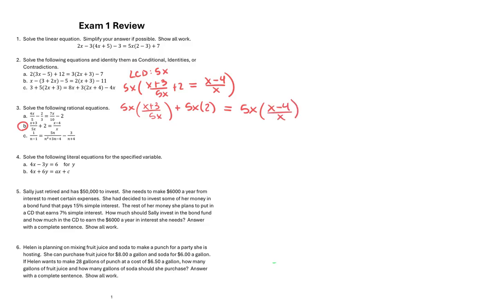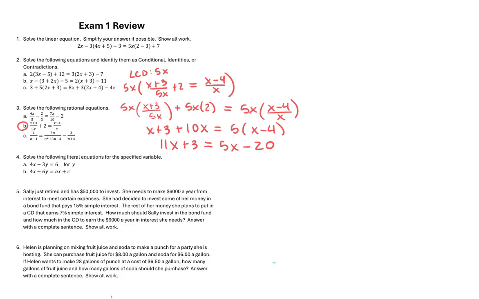All right. So now let's do our division. 5x over 5x, what does that give me? That's just 1, so I just have x plus 3. 5x times 2 should give me 10x. 5x divided by x should just be 5, and then that's still being multiplied by x minus 4. Now let's distribute this 5 into our parentheses. Actually, before I do that, I'm going to combine this x and 10x so that I get 11x plus 3 equals, and I'll distribute that 5, so I get 5x minus 20.